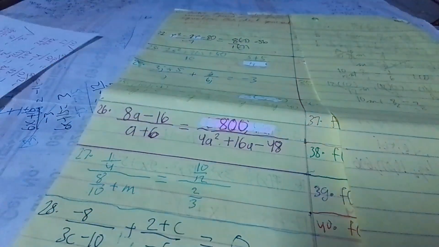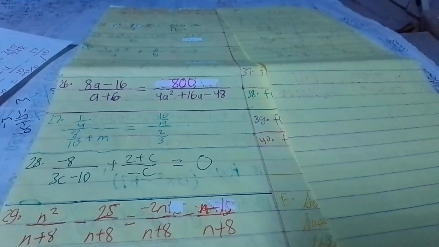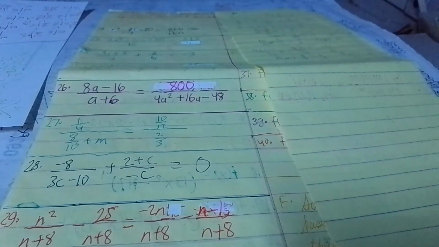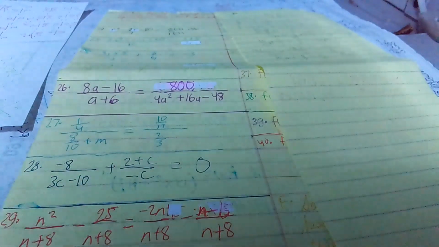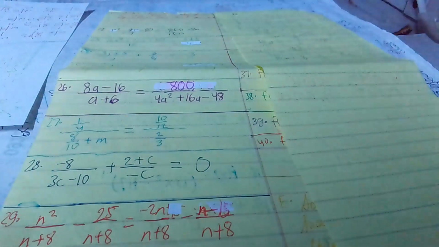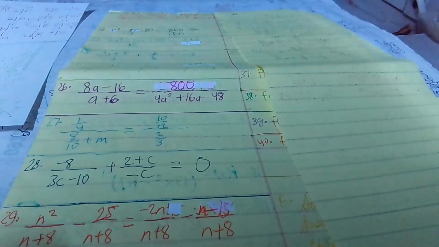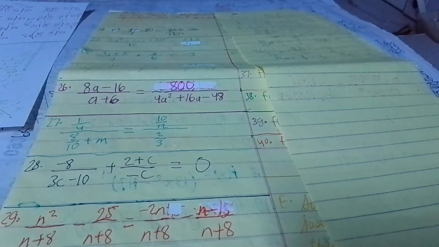Now let's go to number 8. For number 8, we have here -8, 3c divided by 3c minus 10 plus 2 plus c all divided by -c equals 0. Now, how do we find the LCD? This one, you can't even do anything but rather just apply the LCD. To find the LCD, you know already what to do here, right? What's the formula on how to find the LCD?